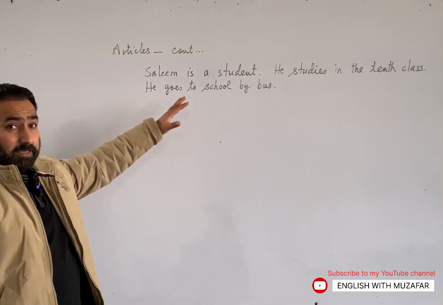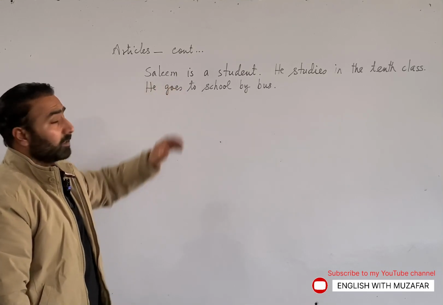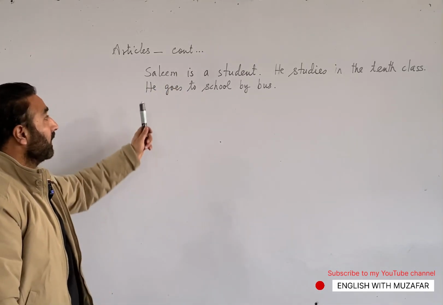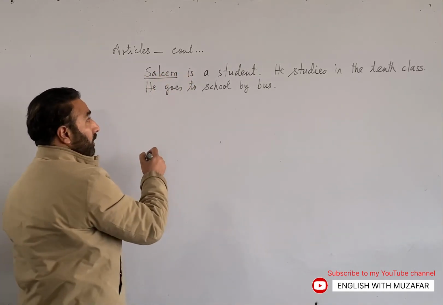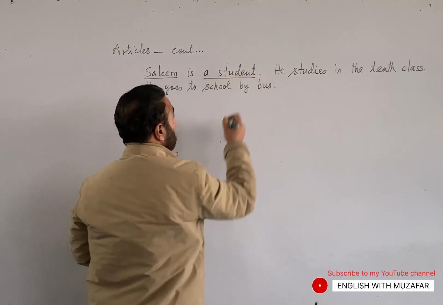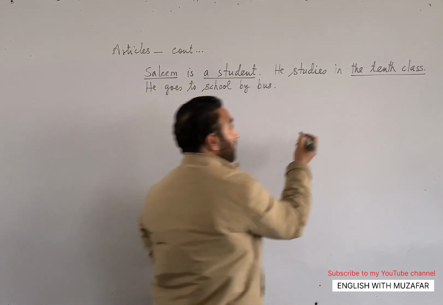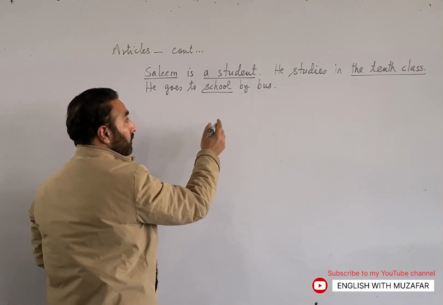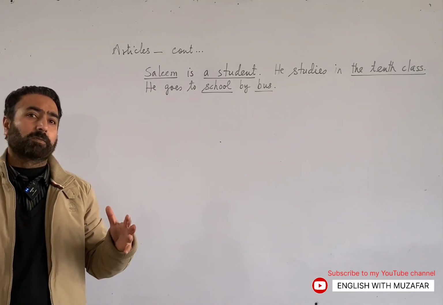I will read out these three sentences that I wrote on the board. Salim is a student. He studies in the 10th class. He goes to school by bus. Salim is a noun, a student, noun phrase. In the 10th class, again a noun phrase. School is noun, bus is noun. I used all the articles here.